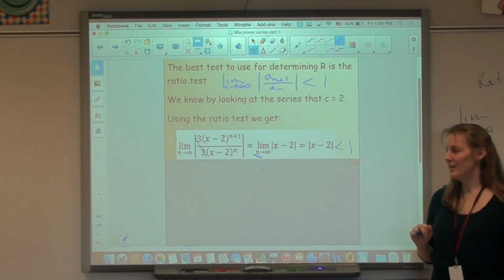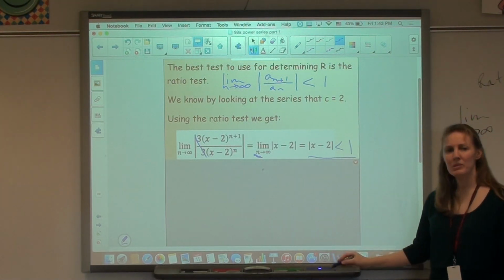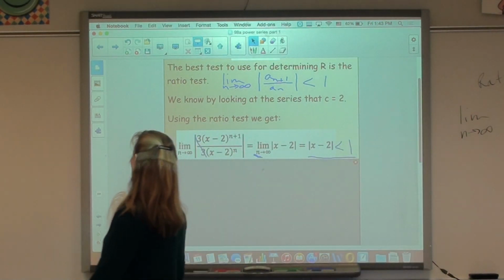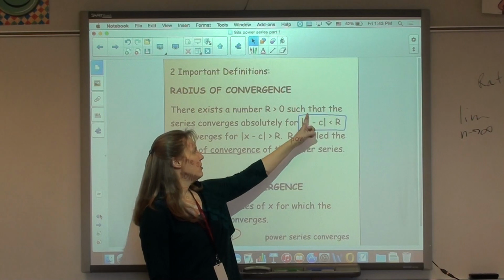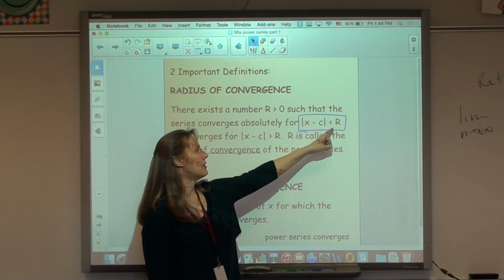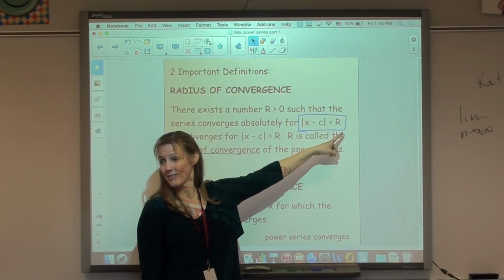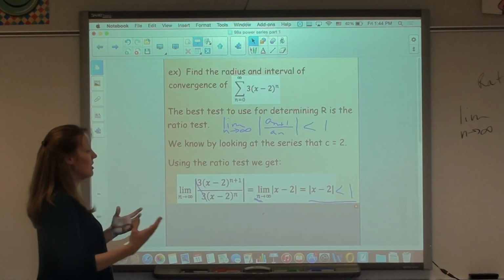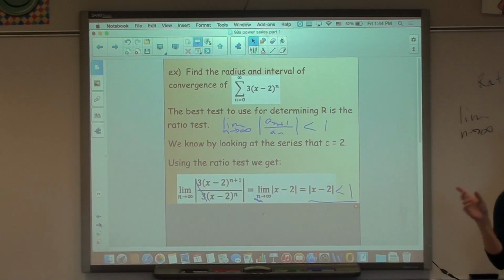Right? Now, take a close look at what we've got here. We have absolute value of x minus 2 is less than 1. Now on the previous slide, we said, if you get the absolute value of x minus c less than some number, that number has to be your radius. So, by the ratio test, we just naturally found the radius. It just pops out.